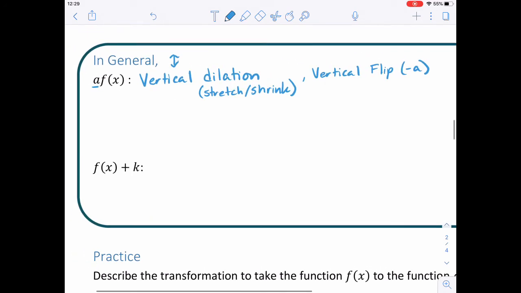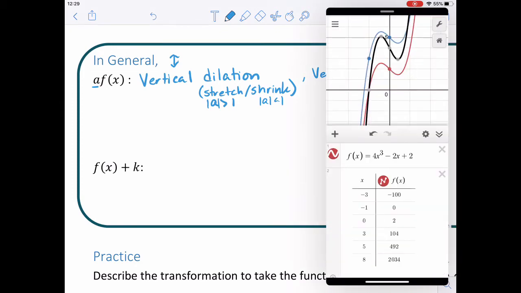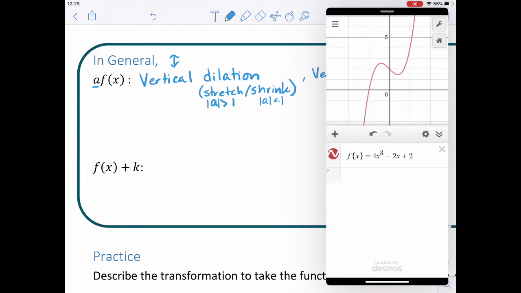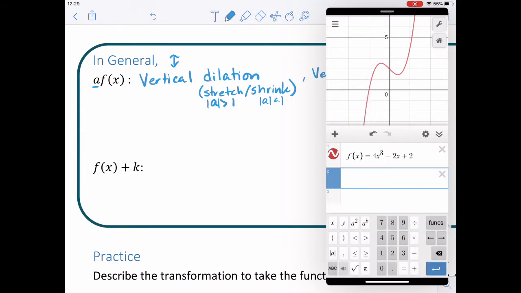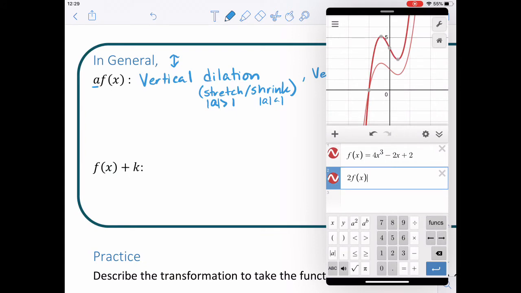So when do we stretch and when do we shrink? Well, we get a stretch when our a value is greater than 1. Really, we want to talk about the absolute value. We're not interested in the sign there. And we get a shrink when it's less than 1. So let's go back here. And I'm going to show you a cool feature of Desmos. So let's get rid of everything except our original function. So in Desmos, I can actually use f of x now that I've named my function, and I can just type in 2f of x. And now we see that stretch.